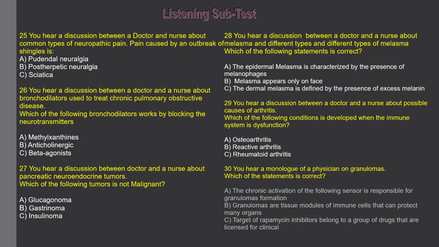Granulomas are tissue nodules of immune cells that occur in diseases such as sarcoidosis and tuberculosis that can damage many organs. It is the chronic activation of the metabolic sensor mammalian target of rapamycin that is responsible for the granuloma's formation. In sarcoidosis, this mechanism leads to a course that is chronic and difficult to treat. Since mammalian target of rapamycin inhibitors belong to a group of drugs already licensed for clinical use, these findings offer new and quickly testable treatment options.